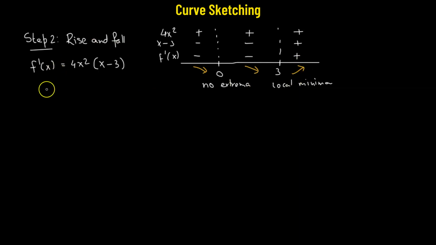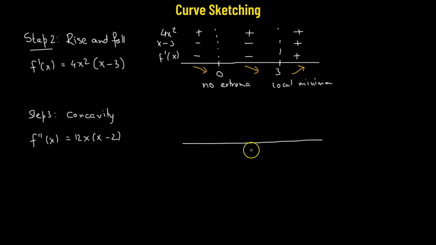Next, in step number 3, we will consider the concavity. For this, we need our second derivative function, which was 12x times x minus 2. Here we had two possible inflection points occurring at 0 and 2. So we will have to consider the sign. First we will consider the sign of 12x, then we'll consider the sign of x minus 2, and the product will give us the sign of the second derivative. For values less than 0, which will be a negative number, 12x will be negative.